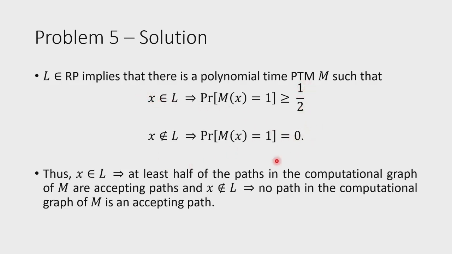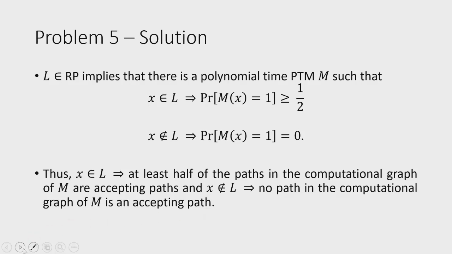Now what does this definition mean in terms of the computational graph? Probability M(x) equals 1 is greater than or equal to half. It means that at least half of the paths in the computational graph are accepting paths. Are you okay with this statement? Right. So x in L implies at least half of the paths in the computational graph of M are accepting paths, and x not in L implies no path in the computational graph of M is an accepting path.